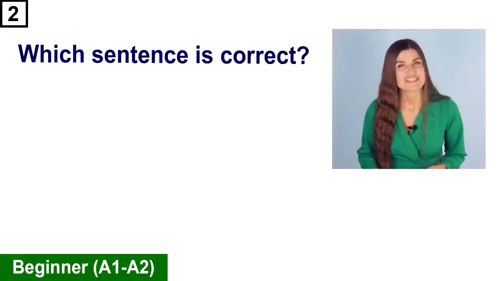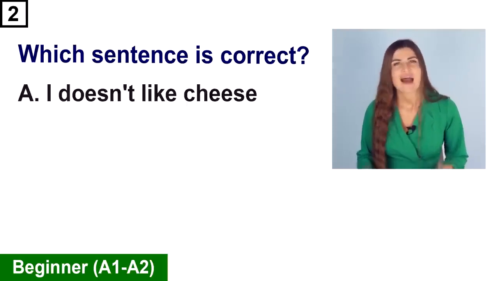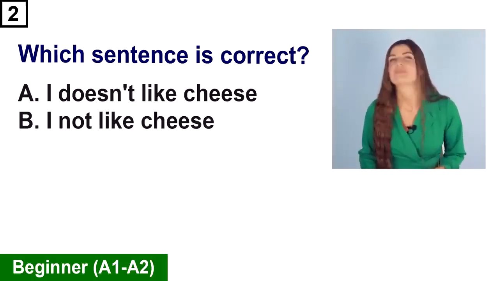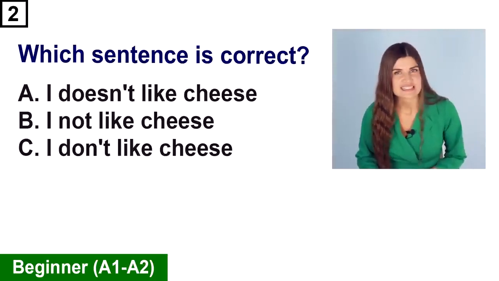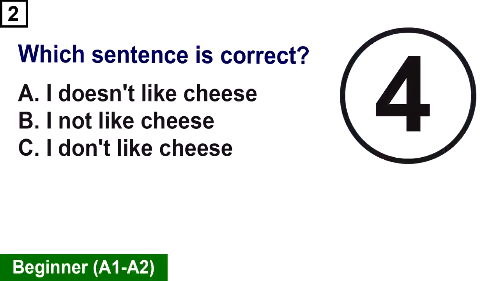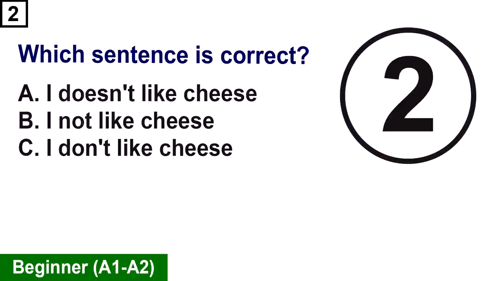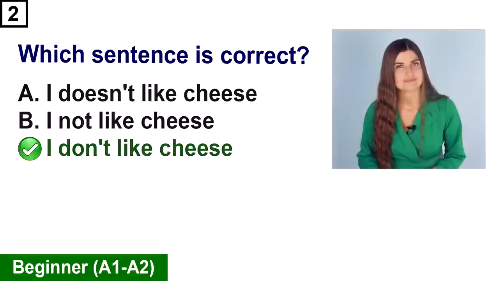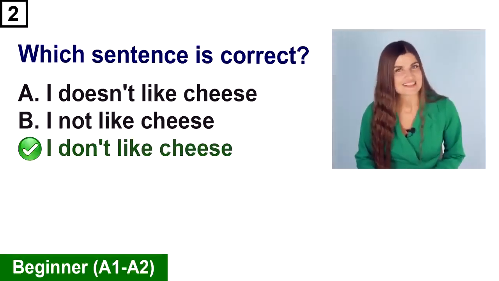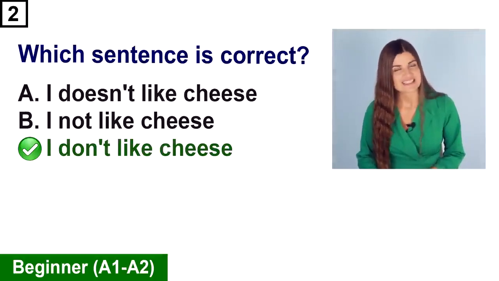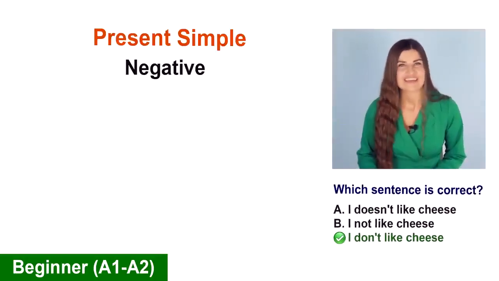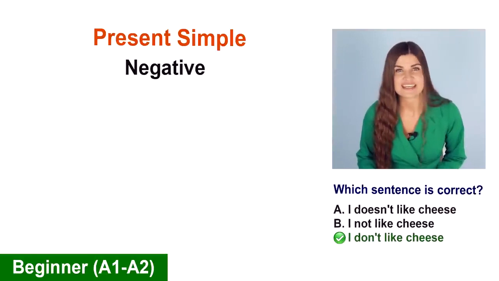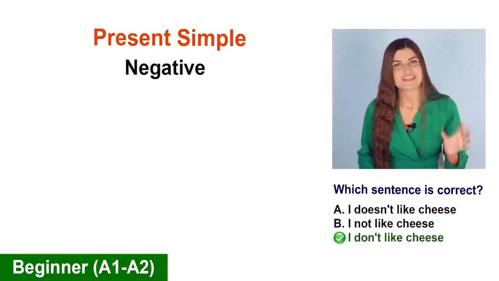Question 2. Which sentence is correct? I doesn't like cheese. I not like cheese. I don't like cheese. The correct answer is I don't like cheese. But why? Again, this is the present simple tense, but it's a negative form.